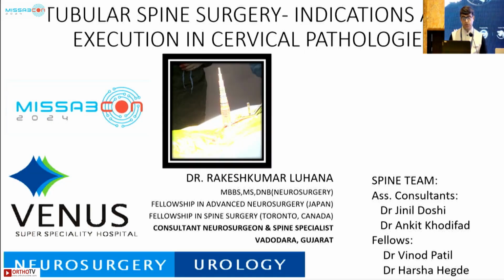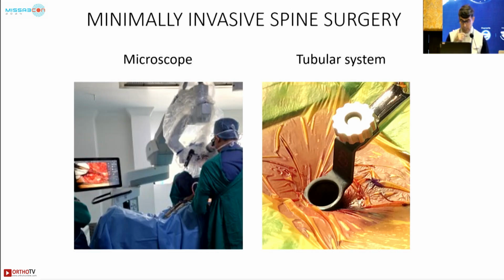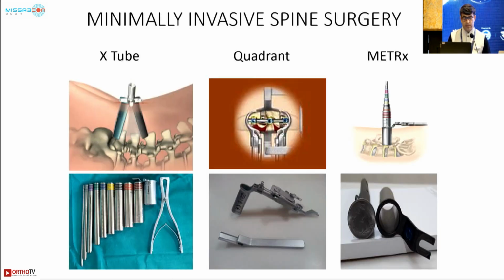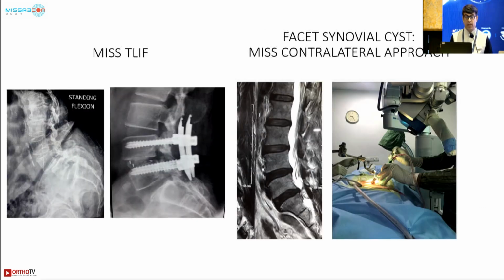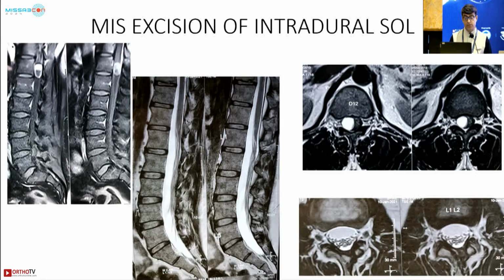My talk is tubular spine surgery: indication and execution in cervical pathologies. We have been doing this using microscope and tubular system for the last 2 decades now. These are the basic fixed diameter Metrx, X-tube and Quadrant that I use in my practice. Of course, we use them in all cases of lumbar spine: single level discs through 14 millimeter, through multi-level stenosis, T-LIFs, contralateral approach to facet synovial cyst, intradural tumors.